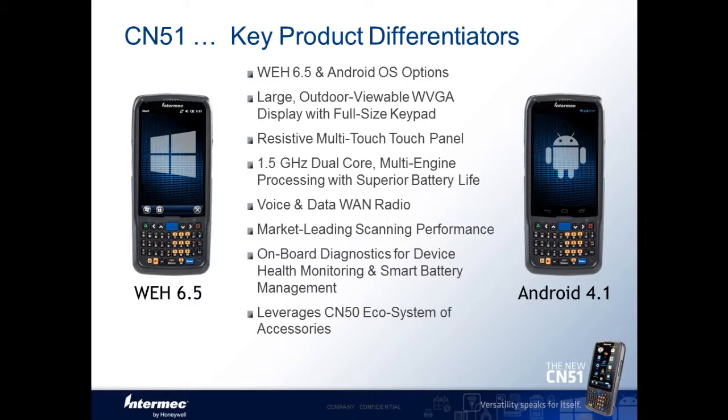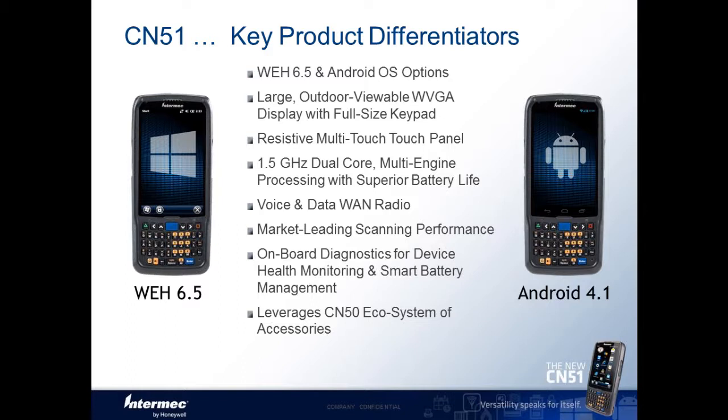So in addition to the two OS options, one of the first things that you'll notice is the very rich colors, 4-inch wide VGA display, and the full-size keypad, either QWERTY or numeric. The touch panel is resistive, which is normal for a rugged handheld, meaning that you can activate it when it's wet, or use a common plastic type stylus with it, or activate it when you're wearing gloves.